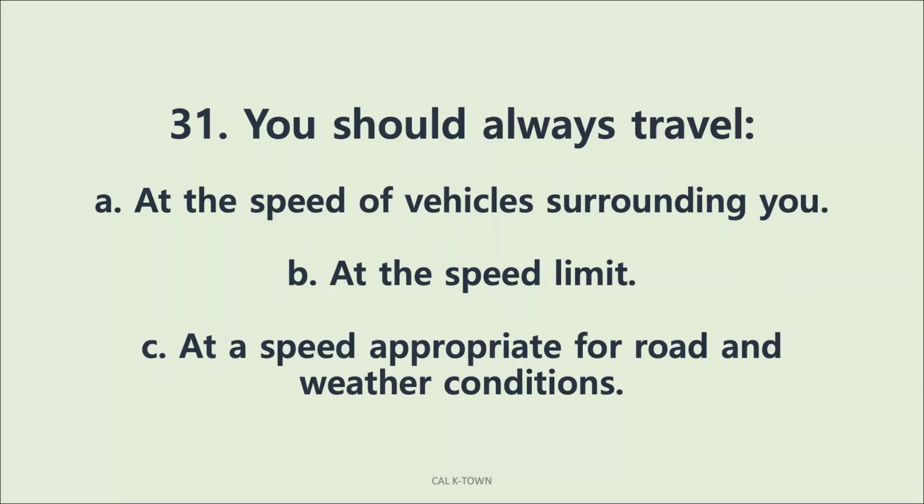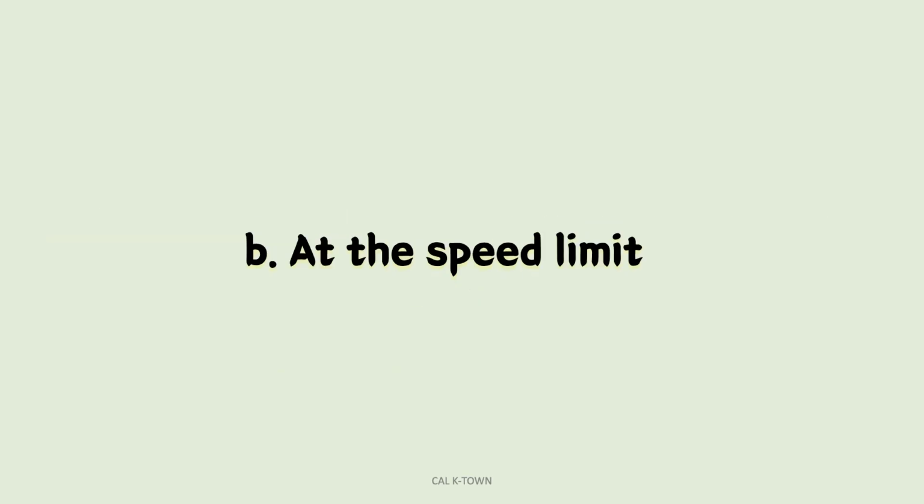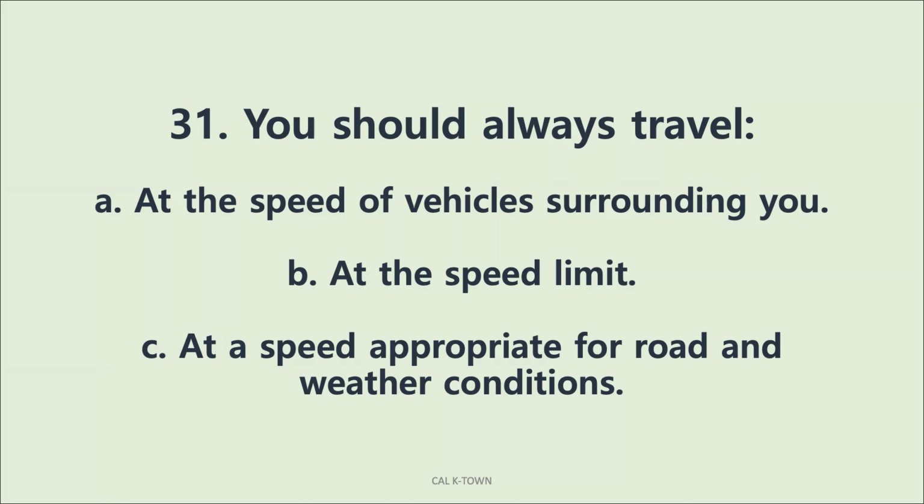31. You should always travel A. At the speed of vehicles surrounding you. B. At the speed limit. C. At a speed appropriate for road and weather conditions. The answer is C. At a speed appropriate for road and weather conditions. The speed at which you should drive your vehicle depends on road conditions, the weather, and the legal speed limit. You may never drive above the legal speed limit. Decrease your speed when anything makes conditions less than ideal.